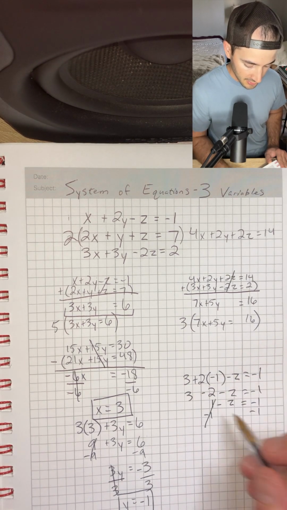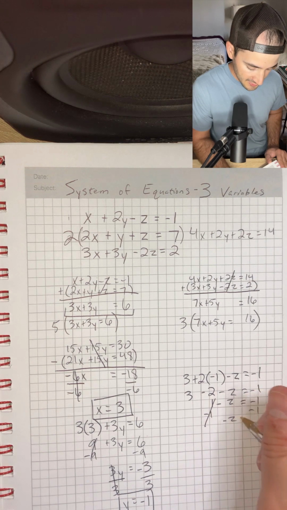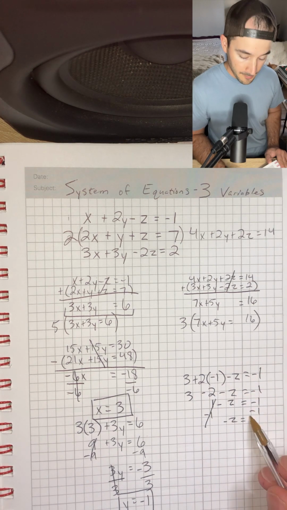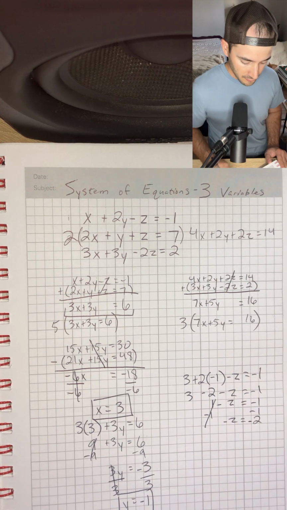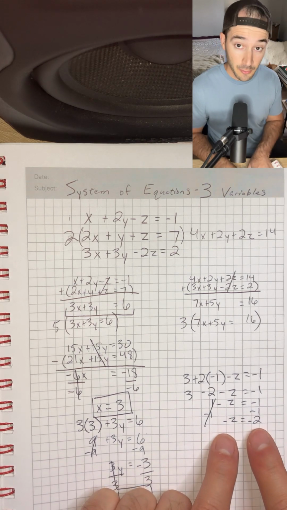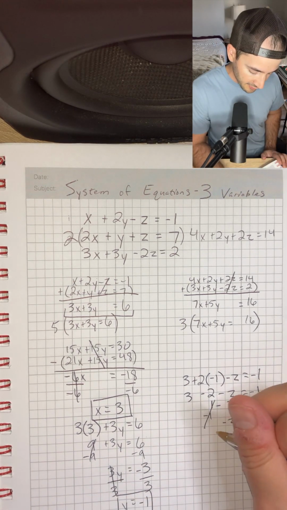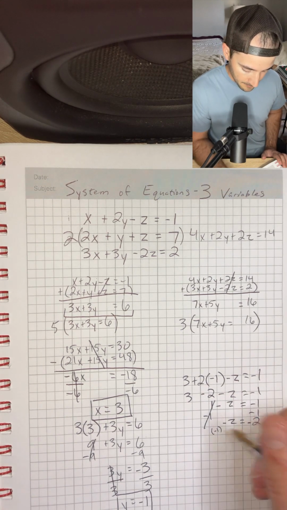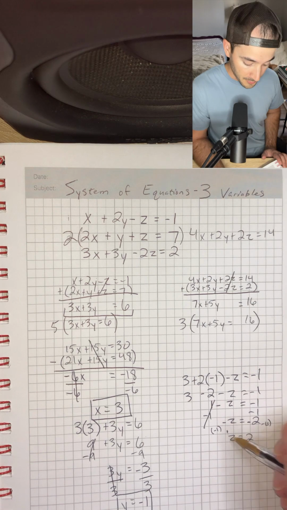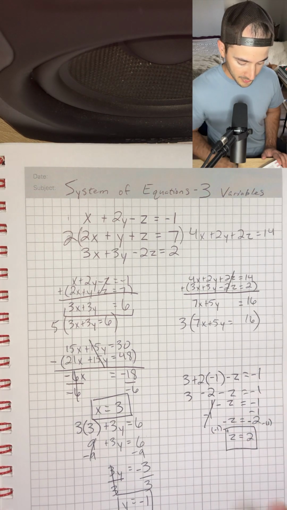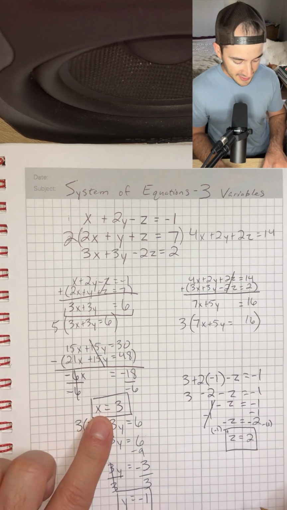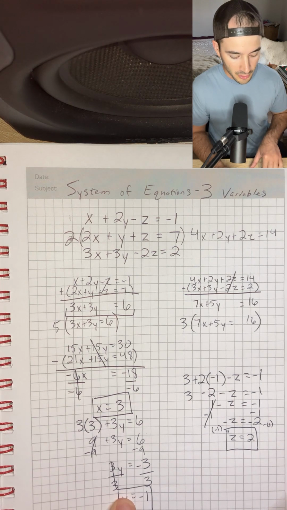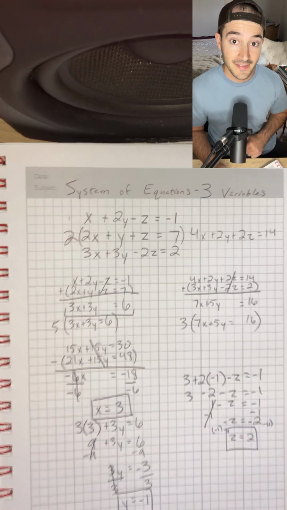And it'll cancel and leave us with negative z is equal to negative 1 minus 1, which is negative 2. So negative z is equal to negative 2. We can get rid of that negative sign by multiplying by negative 1 on both sides to get positive z is equal to positive 2. And so that would be our answer. And so x is equal to 3, y is equal to negative 1, and z is equal to 2. And that's how you do it.